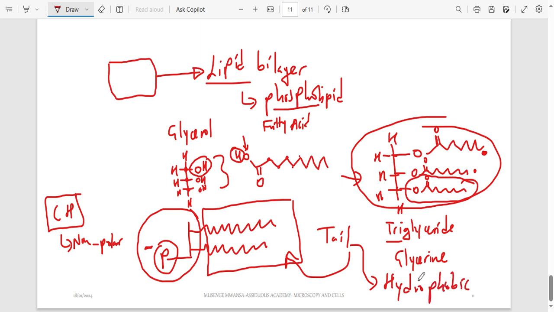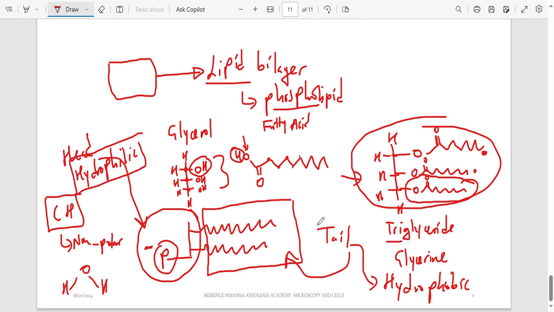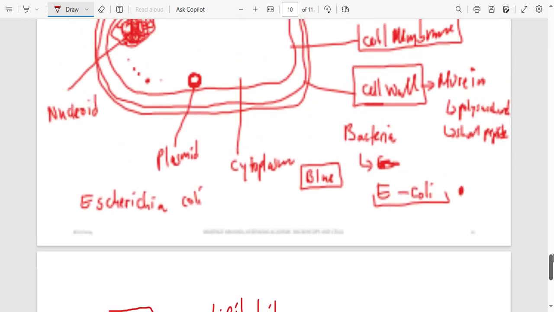Hydrophobic means water hating. This part of the phospholipid, known as the head, because it is charged, water is like this. Water is also charged. So water and the head will come together. So the head loves water. So it is known as hydrophilic. Hydrophilic meaning water loving. The tail is water hating. Okay. So this is what will make up the cell membrane.